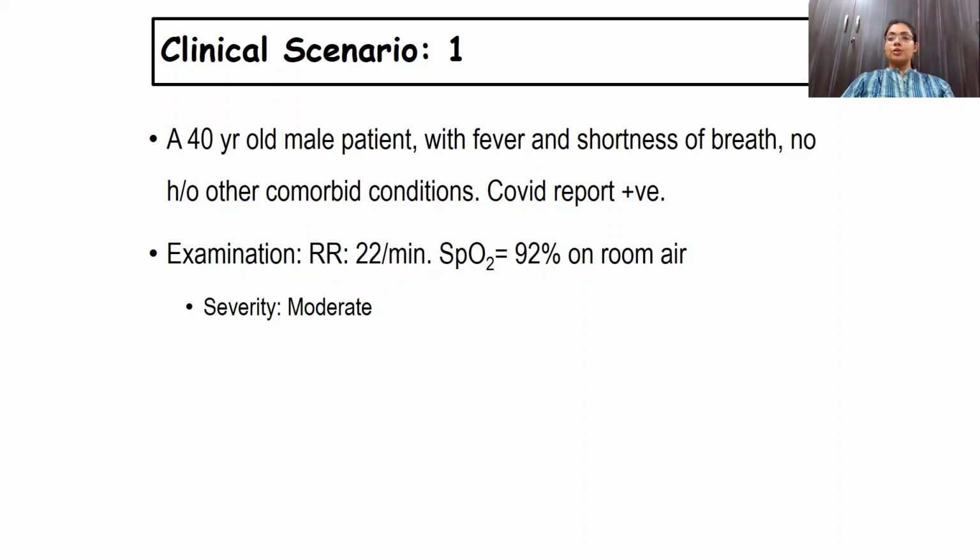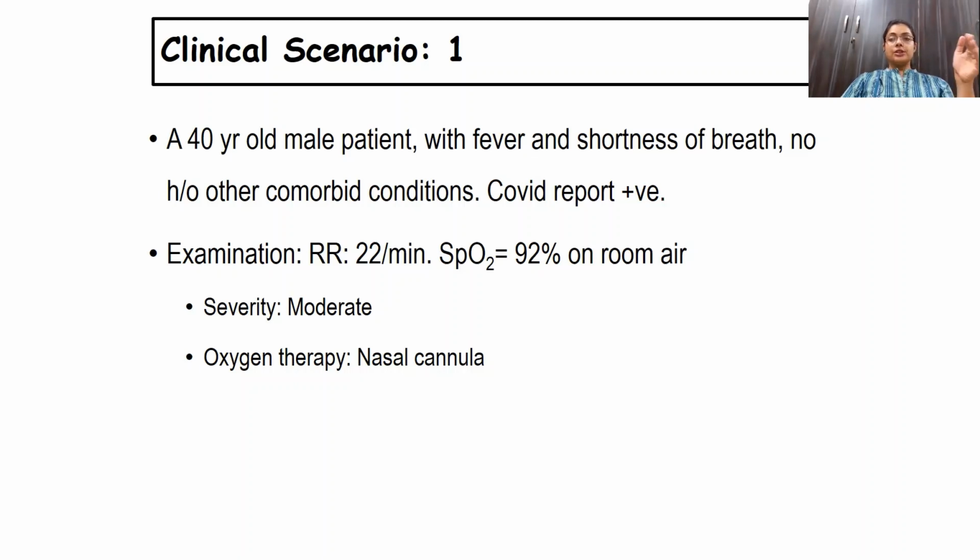So we can start off with either a nasal cannula or a simple face mask, and then we can move on to higher devices. So let's start with nasal cannula. Supposing we start at a flow rate of 2 liters per minute and the saturation improves to 96%. We can go on with the nasal cannula.